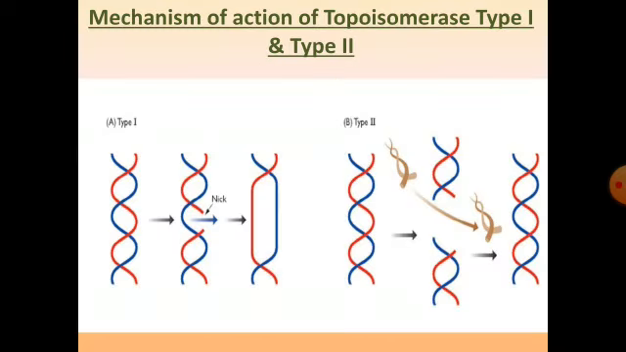Mechanism of action of topoisomerase type 1 and type 2. This diagram shows that in type 1, one strand is broken by the enzyme. In type 2, both the strands are broken by the topoisomerase enzyme.